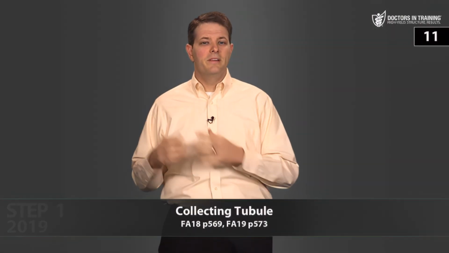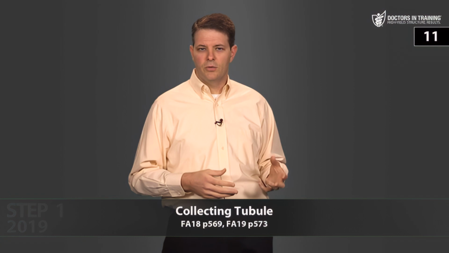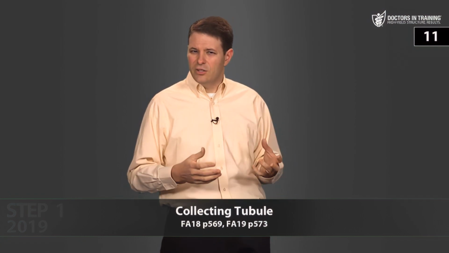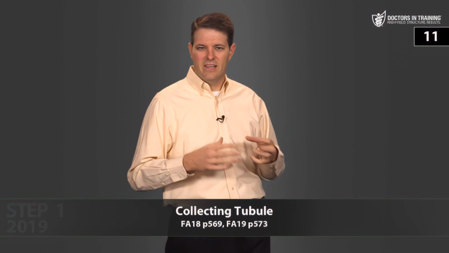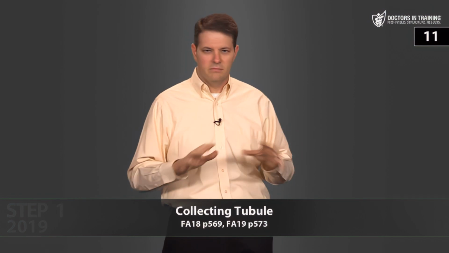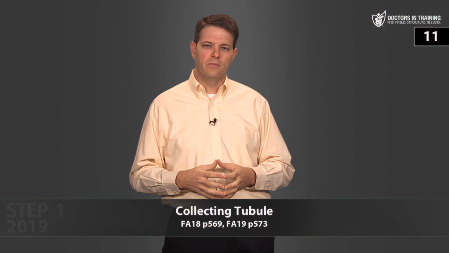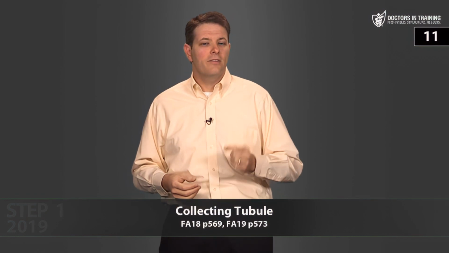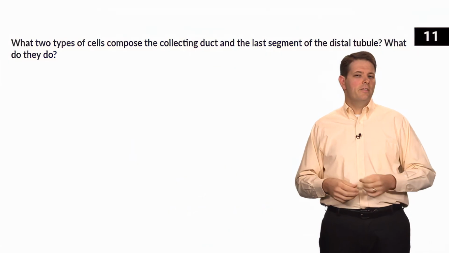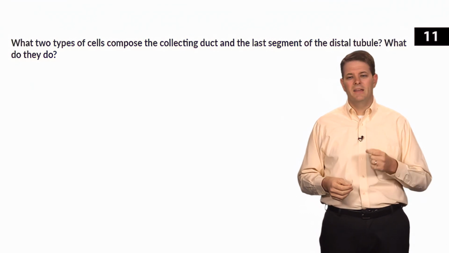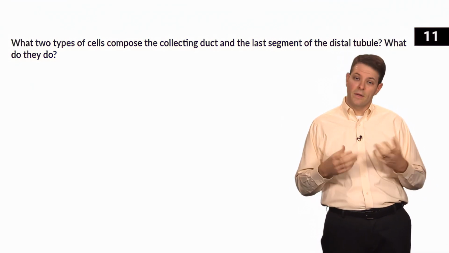Now we're ready to move from the distal convoluted tubule to the collecting tubule. Now that name, collecting tubule, is a little bit misleading because it sounds like all we're doing is collecting the urine, but that's not at all true. There's a lot of action taking place in the collecting tubules. So before we get to the diagrams, let's look at the question that says, what two types of cells compose the collecting duct and the last segment of the distal tubule? And what do they do?